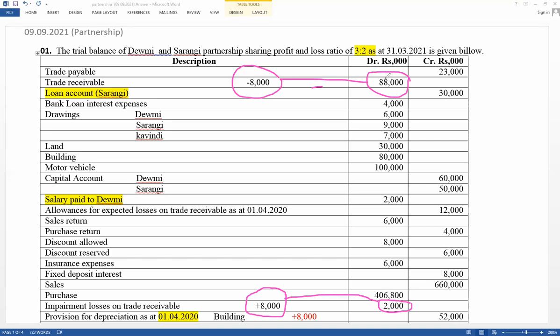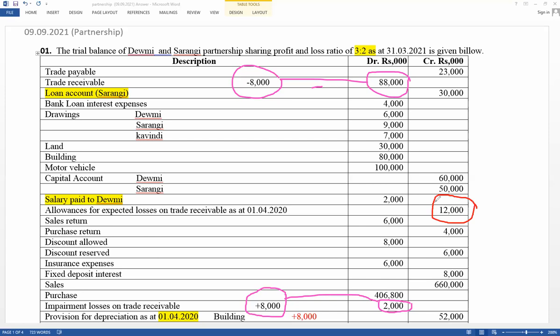Based on that value, 10% should be deducted as allowances for expected losses, as a provision for doubtful debts. Therefore, think correct debtor value equal 80,000, and correct bad debts value equal 10,000, 8,000 plus 2,000. And expected losses or provision for doubtful debts should be calculated based on correct debtor value 10%. And it has given opening balance also. You have to consider this value also. This is opening balance allowances for expected losses.